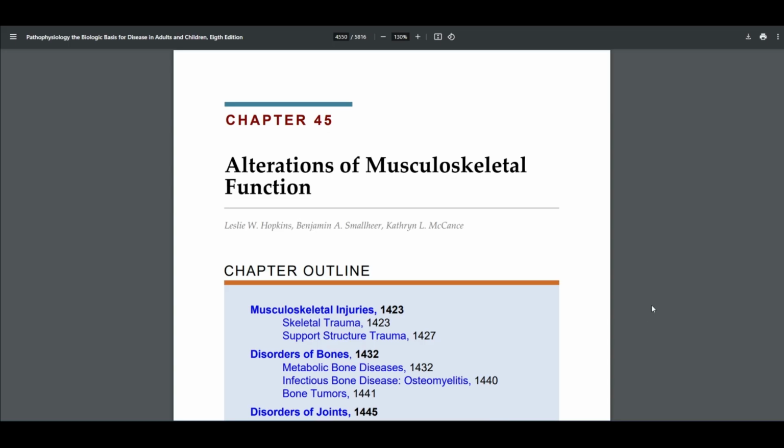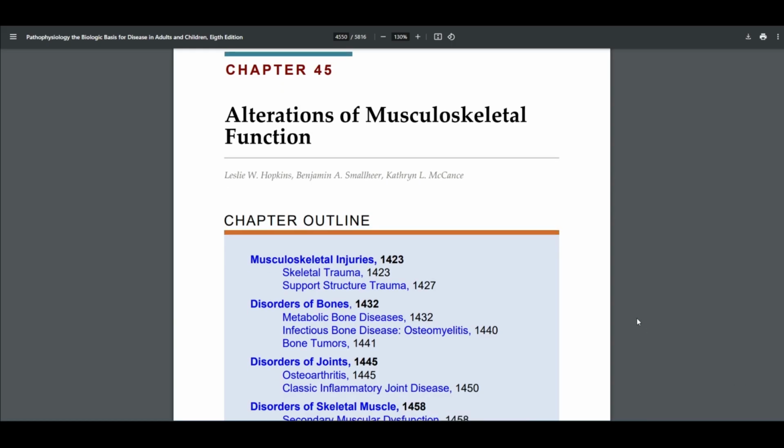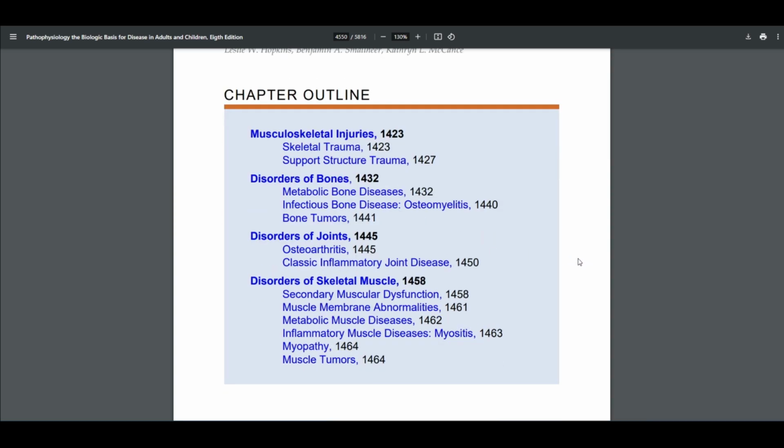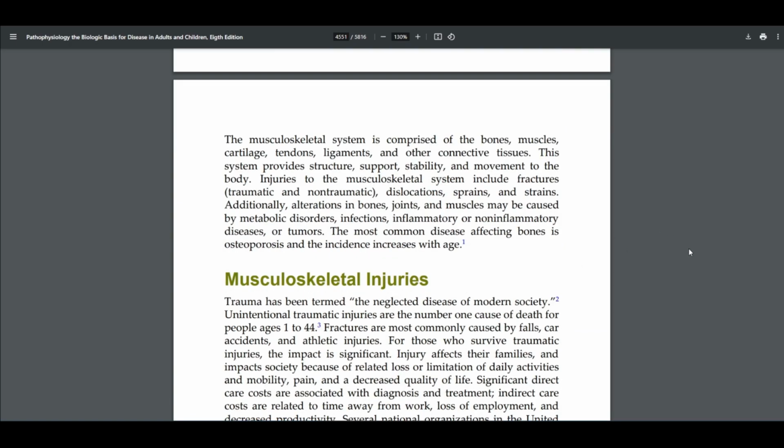Hello, and welcome back to another chapter of Advanced Pathophysiology. Today we're talking about chapter 45, the alterations of the musculoskeletal function. We are stopping, however, at bone tumors today. I know my pages do not line up with yours, so just try to keep up as best as possible. So, we'll jump right in.